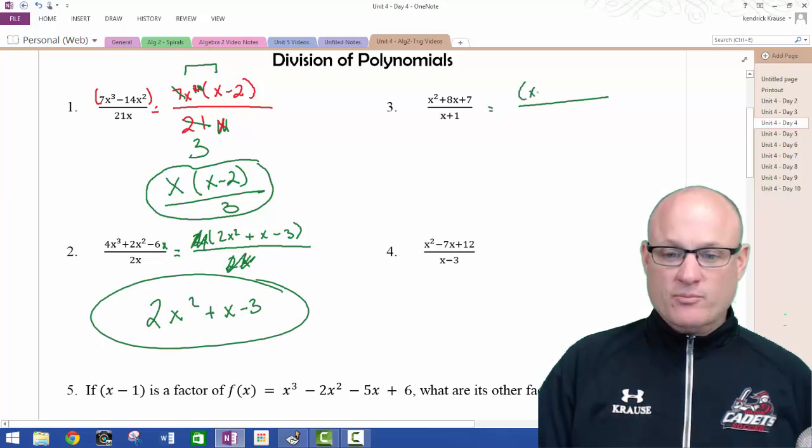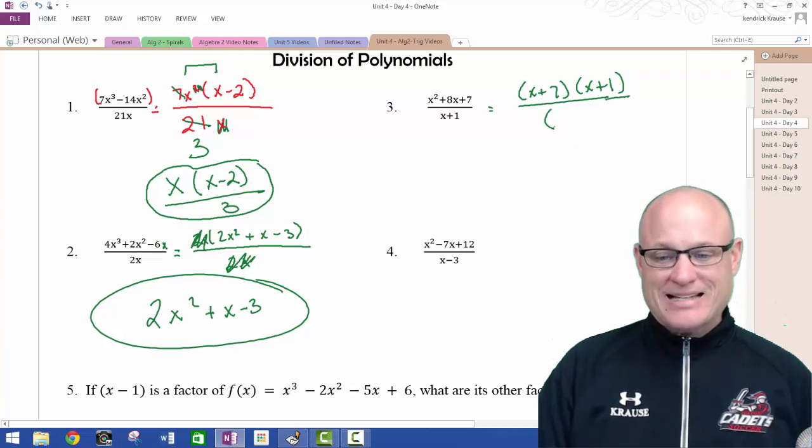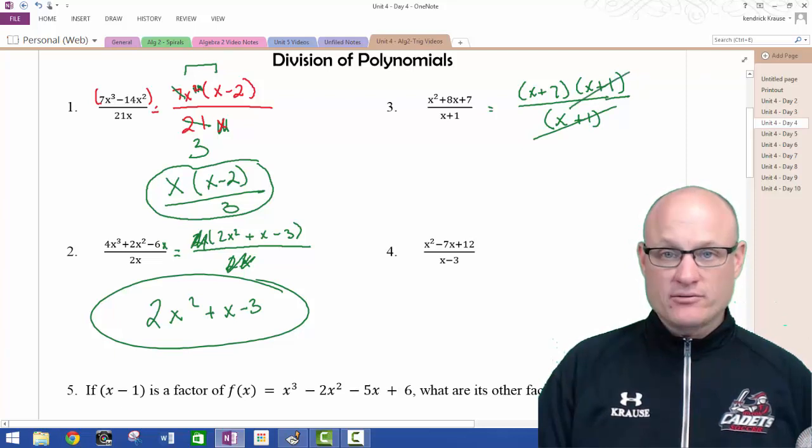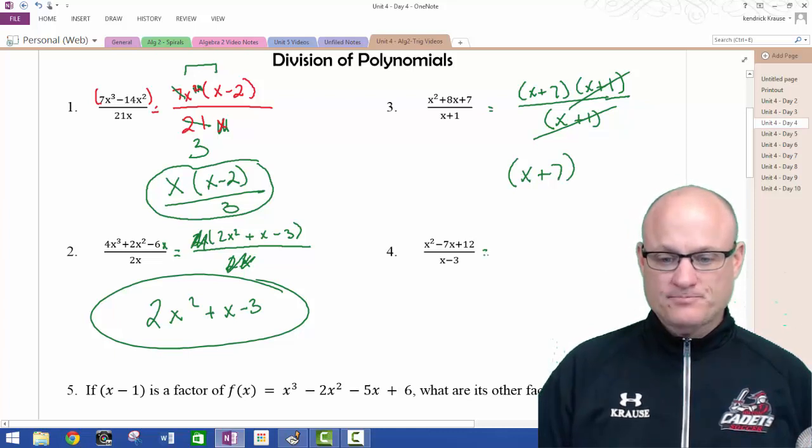It is x plus 7, x plus 1. Now, I'm not going through all the crazy factoring with you guys. You guys got to get comfortable. This is x plus 1 in the denominator. Those cancel. Left with x plus 7. This is stuff you probably should have done in just regular old algebra. Again, this is one group. This is one group. The same back in here on this problem.